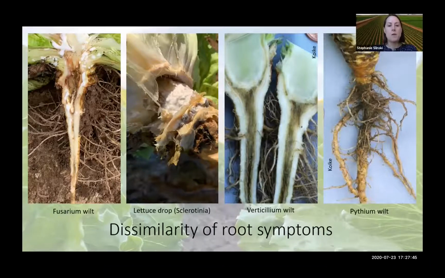With lettuce drop, you see the Sclerotinia in the crown. You also see some signs of the disease there with the mycelium and sclerotia, but that's distinct from Fusarium and Verticillium because you have that rotting of the crown. And then another example here is Pythium wilt, and that gets into those fibrous roots and rots the root from the outside.